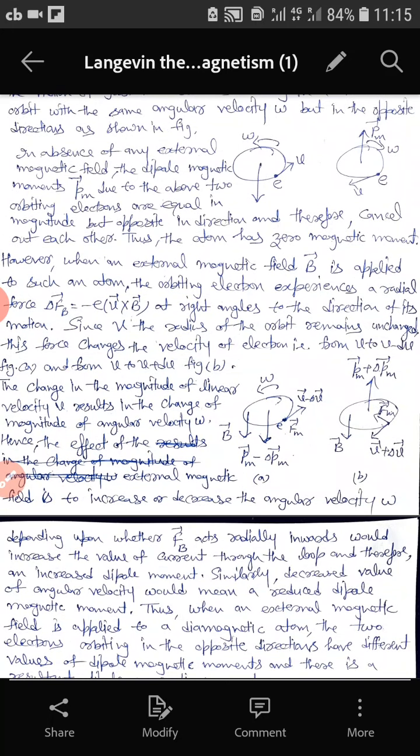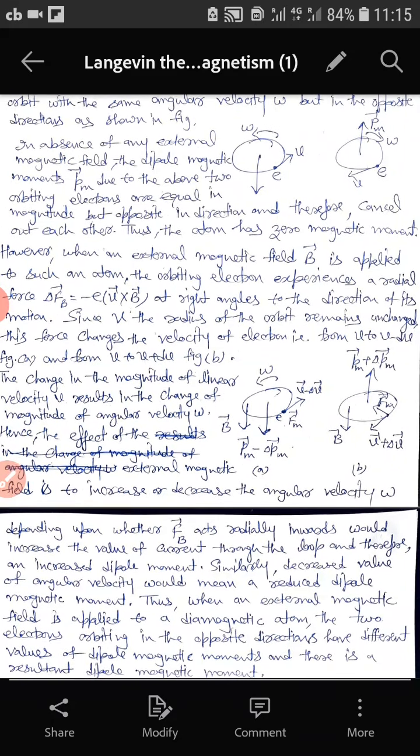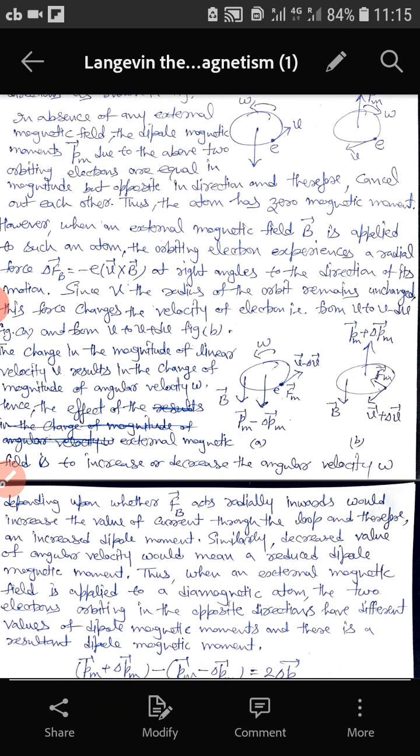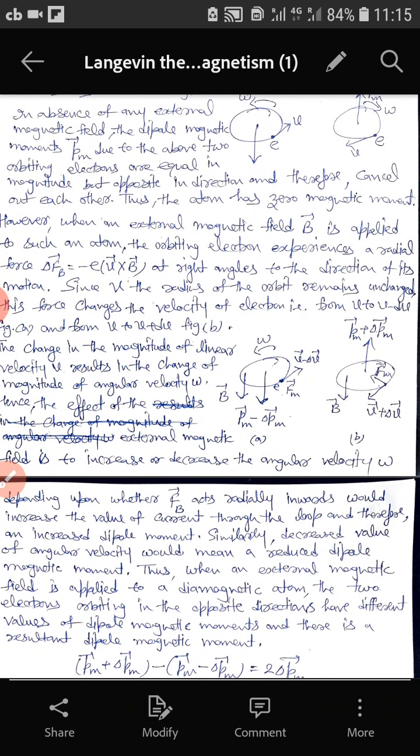However, when an external magnetic field B is applied to such an atom, the orbiting electron experiences a radial force, which will be minus eV cross B, at right angle to the direction of its motion. Since the radius of the orbit remains unchanged, the force changes the velocity of the electron from V to V minus dV in figure A and from V to V plus dV in figure B. In one case it will increase the velocity and in the other case it will decrease the velocity.